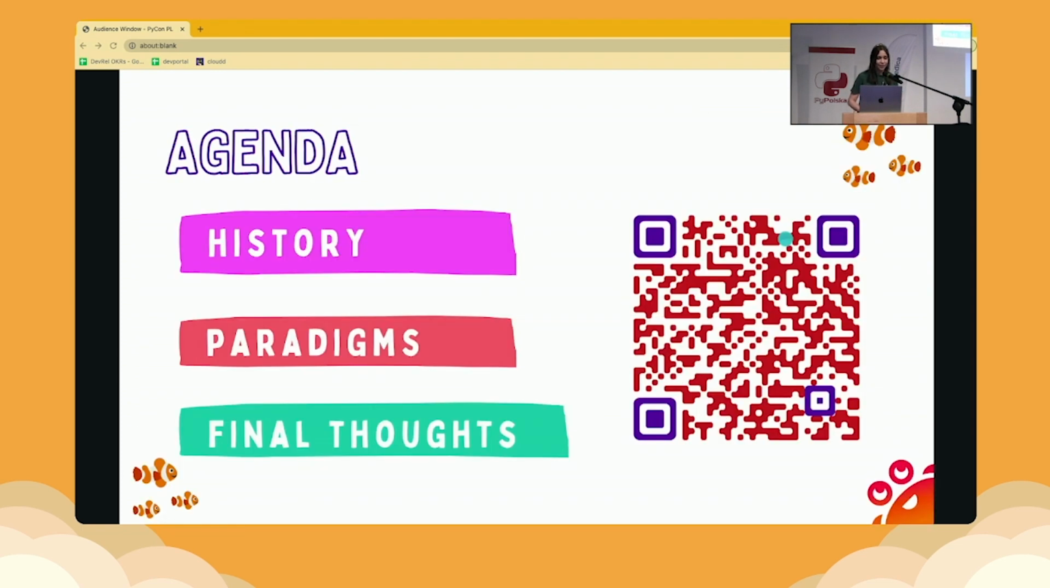And yeah, let's start. So for the agenda for today, I designed this talk to talk about Python and database, but now it has become only database, so forgive me. Let's see what is in the agenda. So I started with the history of databases. Then I will go over some of the paradigms. And I will give you my final thoughts. The slides can be found here with this QR code. I will show you at the end of the talk as well.